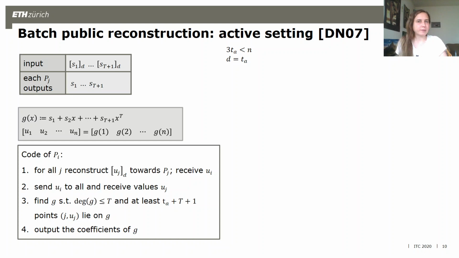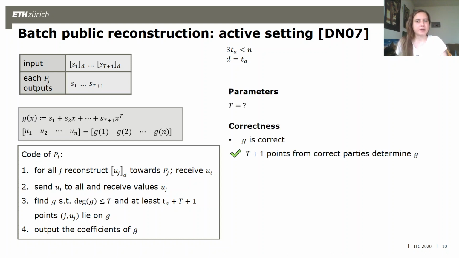So now we need to choose the parameter t such that we have correctness as before. For correctness, again, we need two properties. First, that the polynomial g is correct, but this holds for the same reason as before. At most t_a points can be changed by malicious parties, and the remaining points come from correct parties, and they determine the polynomial g. For the second property, we need that P_i always receives at least t_a plus t plus 1 correct shares. And for this, notice that he always receives at least n minus t_a correct shares from correct parties. This is because every correct party actually does receive the u_j, because private reconstruction always worked, as we said before. So P_i always receives at least n minus t_a correct shares in the active setting.